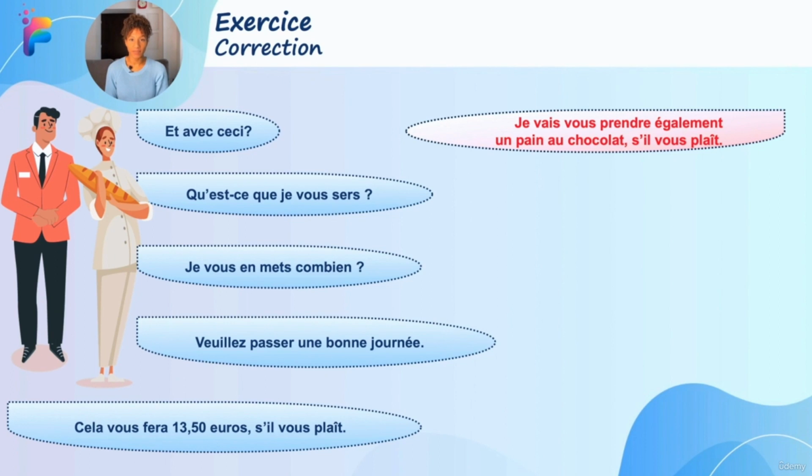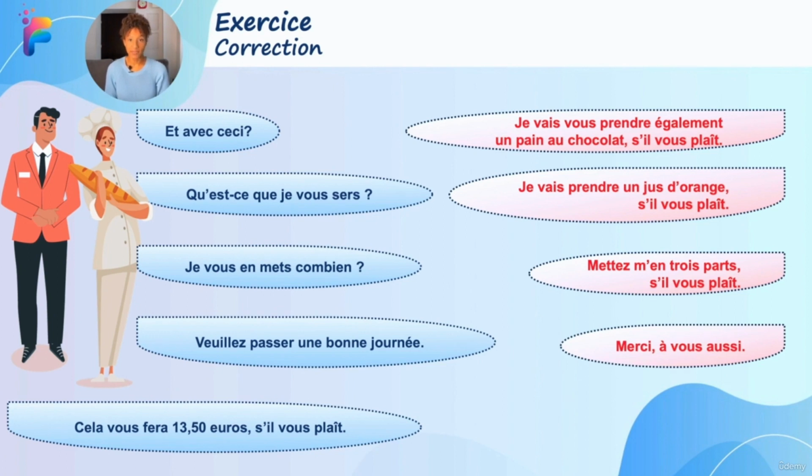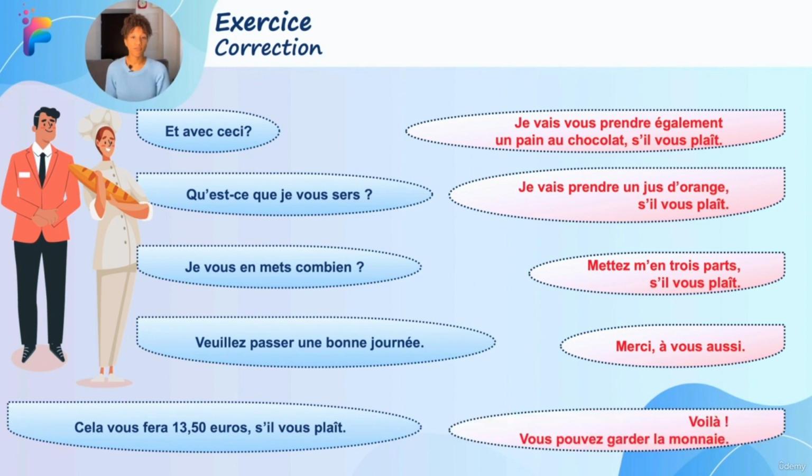With the sentence qu'est-ce que je vous sers? The answer was je vais prendre un jus d'orange, s'il vous plaît. To the question je vous en mets combien? The answer was mettez-moi 3 parts, s'il vous plaît. To the sentence veuillez passer une bonne journée, the answer would be merci, à vous aussi. And to the last one, cela fera 13,50 €, s'il vous plaît, the answer was voilà, vous pouvez garder la monnaie.